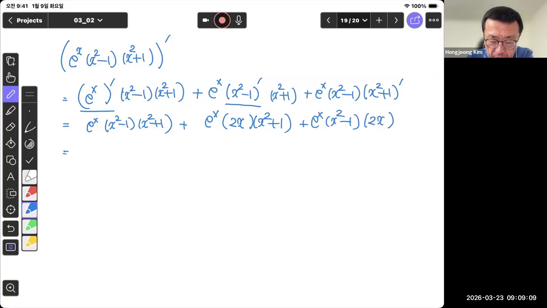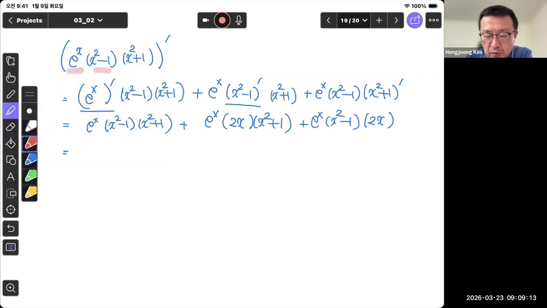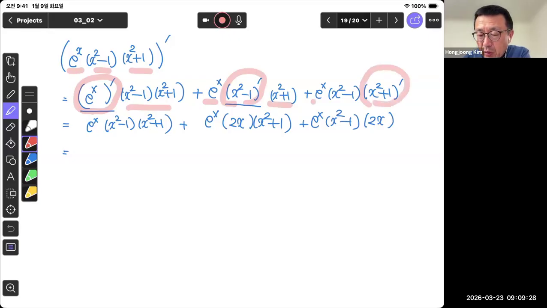Okay, so when you have three terms, you first differentiate the first one without touching the others, and then you differentiate the second term without touching the others, and then you differentiate the third one without differentiating the other terms. Okay, so that's how you consider the differentiation of the product of some functions.